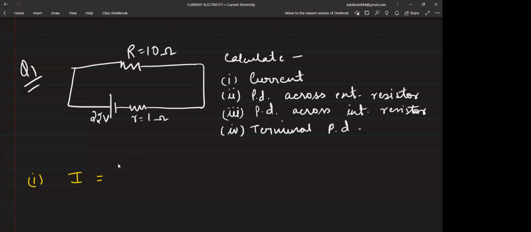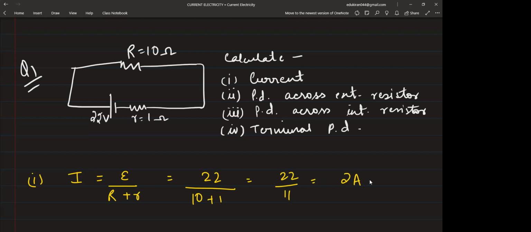What was the formula I told you? EMF divided by external resistor plus internal resistor. EMF is 22, external resistor is 10, internal resistor is 1. So 22 by 11 is 2 amperes.